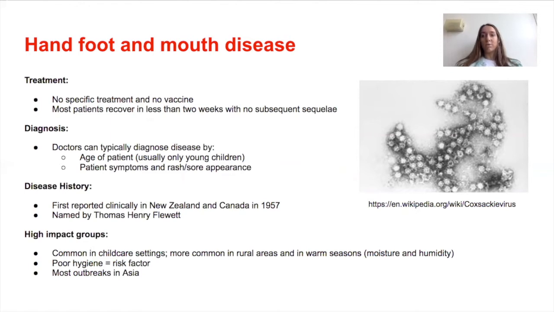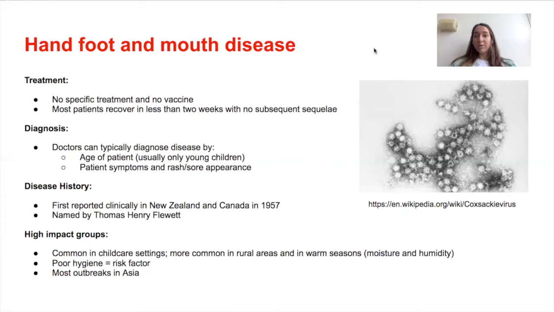It is more dramatic usually and more harmful in older adults that contract the disease, but typically it is only in young children. The diagnosis: doctors can typically diagnose the disease by just looking at patient symptoms and the appearance of the rash or sores, and also by the age of the patient. Usually if you have a young patient presenting with blister-like sores, then you know that it might be hand, foot, and mouth disease.